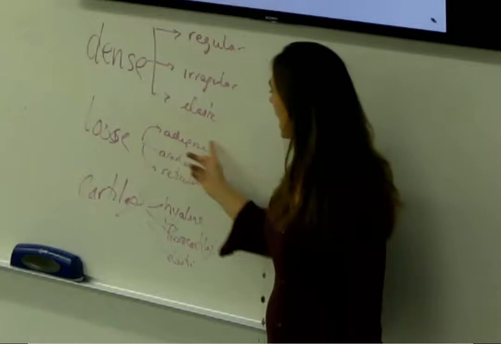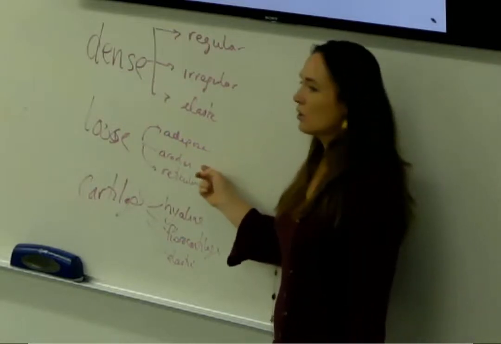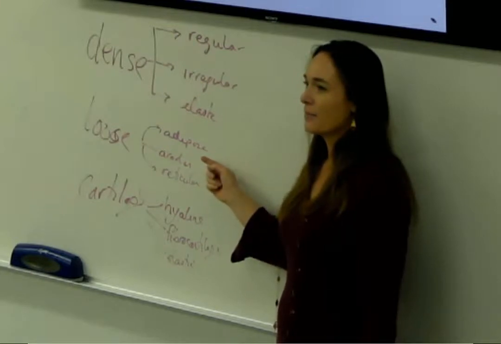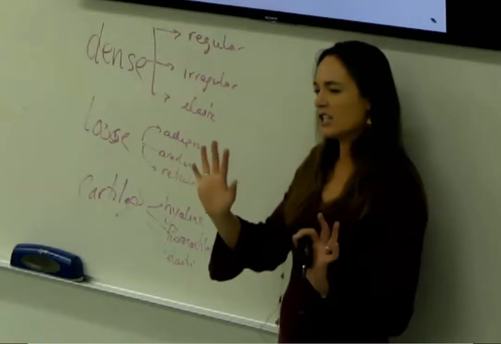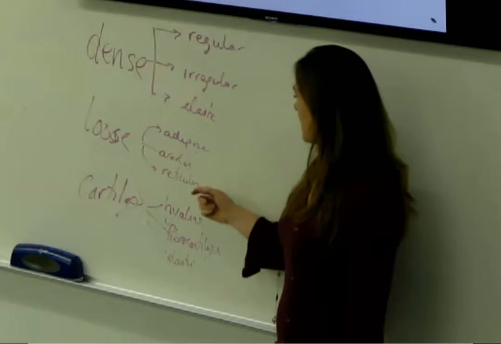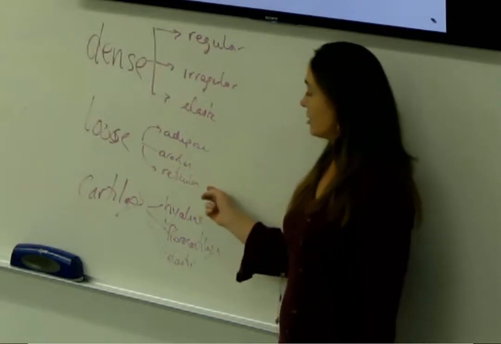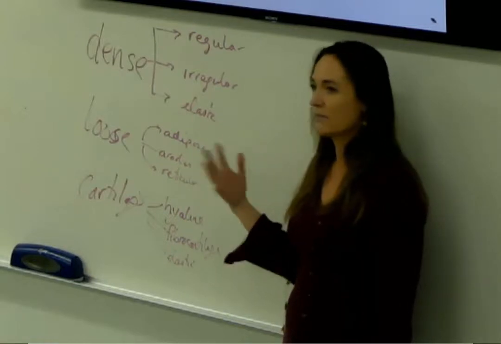For the loose, adipose, what is that? Fat. And areolar, what do we use that for? Yeah, just packing and kind of support, but light support because it's not very strong. And then the reticular is the one unique one. It's a connective tissue, but where is it found? Spleen. It's like a filtering thing.